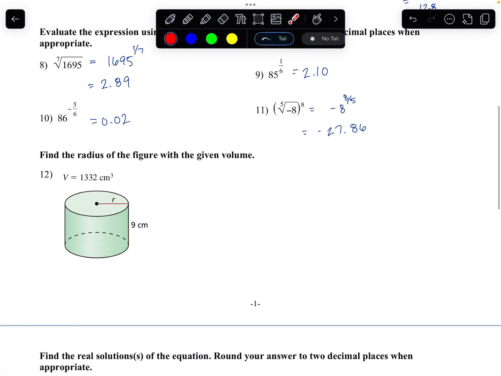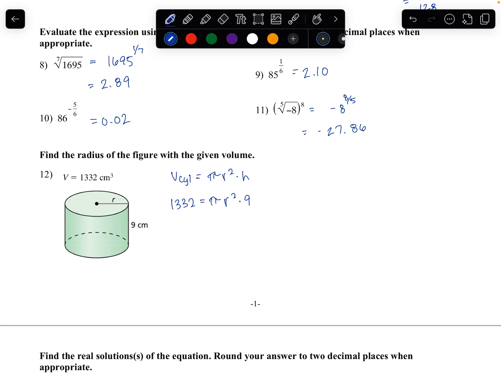Alright, this next one should be pretty good. Find the radius of the figure with the given volume. So this is a cylinder. So volume of a cylinder is equal to pi r squared times the height. Okay, so we know that the volume is given to us, so that's 1332 is equal to pi, and I don't know what the radius is because that's what I'm trying to find, but I do know the height, so this will be r squared times 9. So I do know the height, and I just need to solve for r.